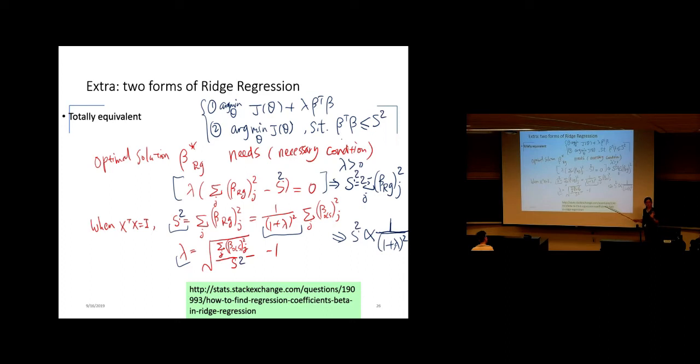Now I want to explain some of your question about S versus lambda. I already said these two have the same solution: J beta plus lambda beta transpose beta, versus J beta subject to beta transpose beta smaller than S. You can actually prove it, but I'm not going to do it here.